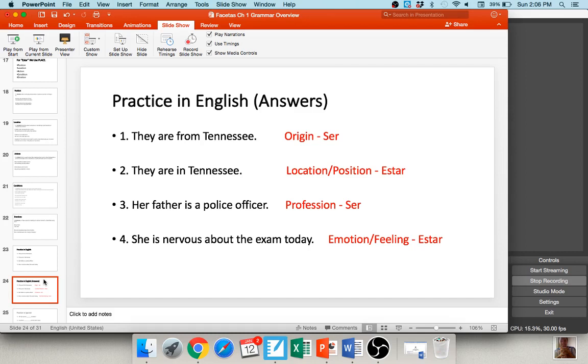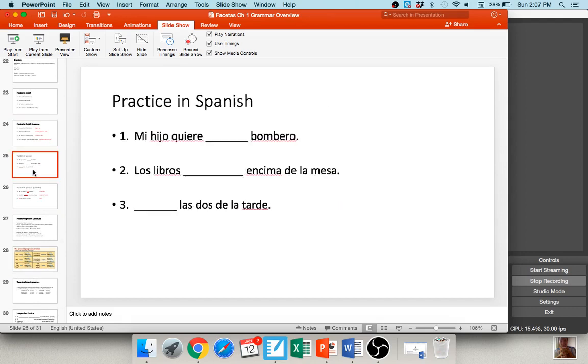Number 3, her father is a police officer. We're talking about her father's profession. Profession falls under topic, and therefore we are going to use ser. And number 4, she is nervous about the exam today. Nervous would be a feeling or an emotion, a temporary condition, if you will. Those things fall under place, and therefore we're going to use estar for those things as well.